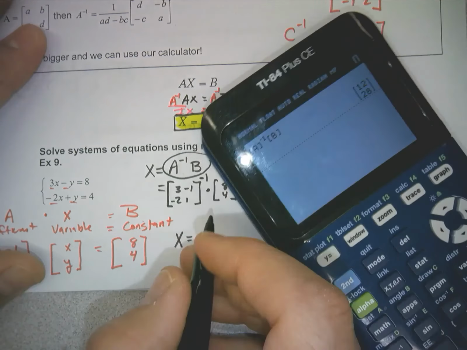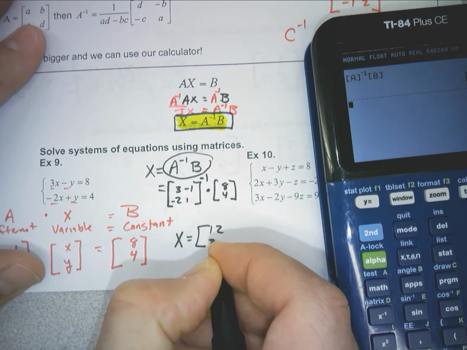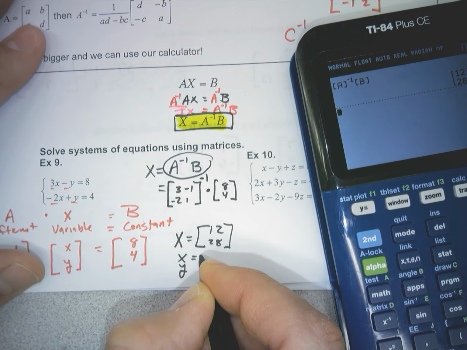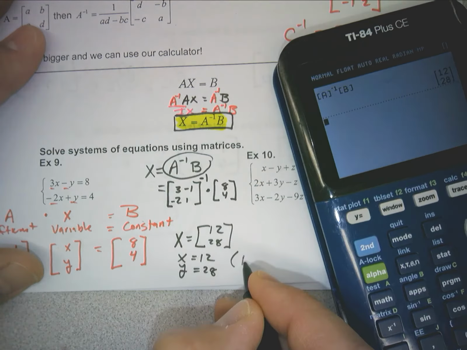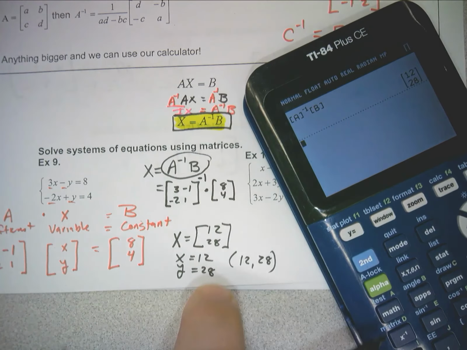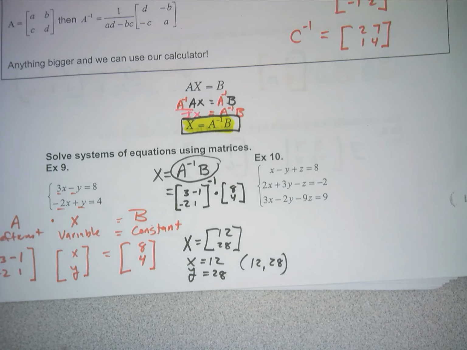Okay, so I get matrix X is 12, 28. So I know X is 12 and Y is 28. If you want to write that as a coordinate point, you can. You can leave it. You're doing it in my class. You could just leave it in a system like that. Well, matrix like that would be totally fine.